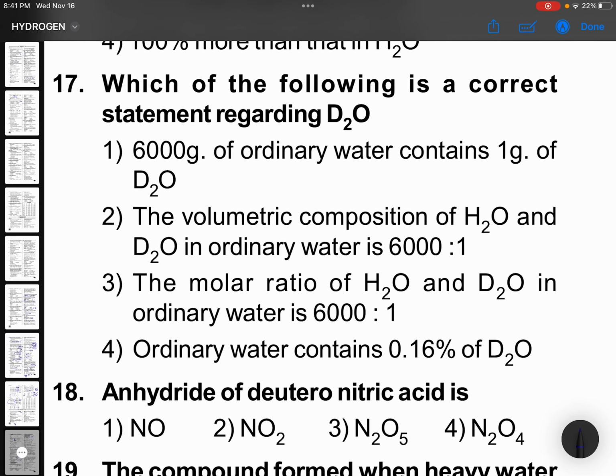Which of the following is a correct statement regarding D2O? Okay, now D2O is not much present in NCERT, but you can check. 6,000 grams of ordinary water contains 1 gram of D2O. This is the right statement. Okay, now if you take 6,000 parts by mass, you say.